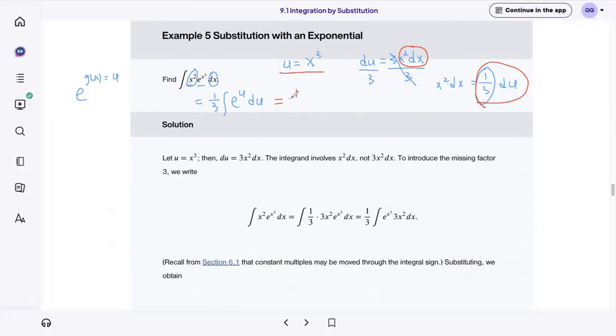Then we can anti-differentiate e to the u, which is just e to the u itself. Then plus c. Then we substitute back the u value, where u equals x cubed, plus c. Once you practice with your homework, you'll get better and better intuition on how to know which part of the integrand u should substitute.